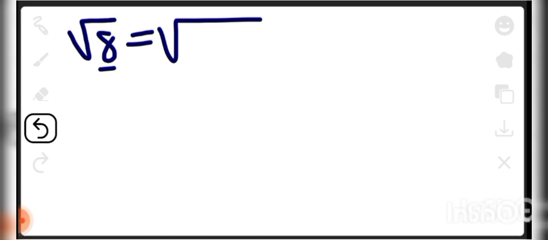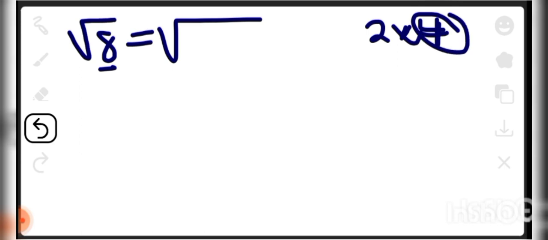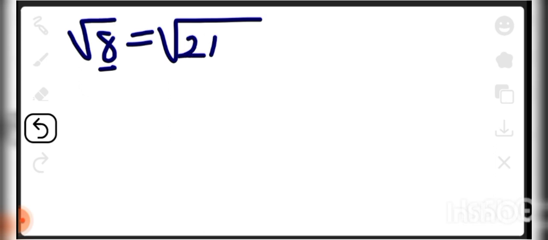So the two numbers we can multiply to give us 8 are 2 times 4. Is there another one? 1 times 8 is also 8, but that will not work. 2 times 4 gives us 8, and 4 is a perfect square, so that will work out. So we just use 2 times 4.